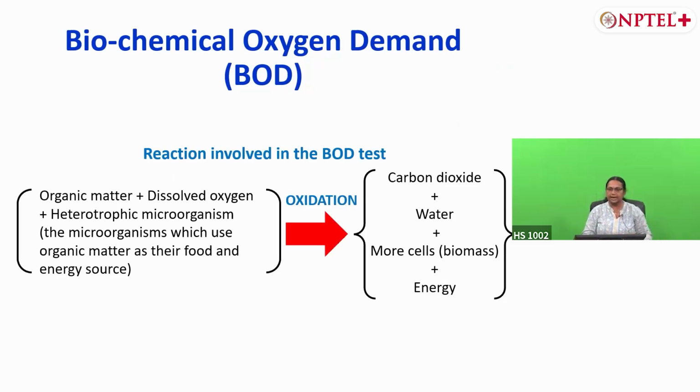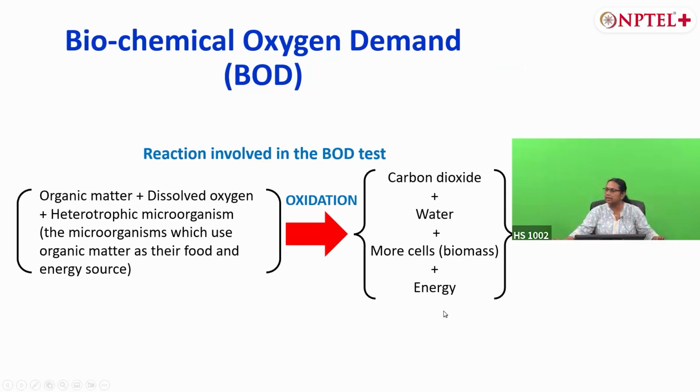So this is the reaction involved. I already told you: organic matter plus dissolved oxygen plus heterotrophic microorganism. What is a heterotrophic microorganism? The microorganism which uses organic matter as the carbon source, as the food or energy source. That is the heterotrophs. It oxidizes the organic matter, and you will be getting carbon dioxide, water, more cells and energy.